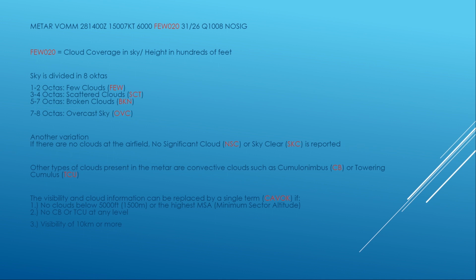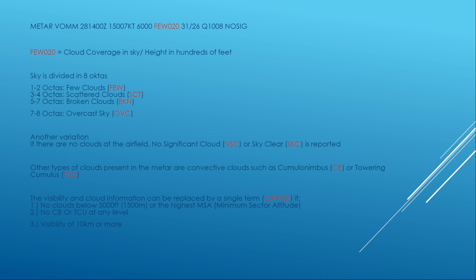There is another term which you will frequently encounter, and that is CAVOK, which basically means ceiling and visibility is okay. Now a CAVOK is issued when basically 3 conditions are met. So those conditions are that there should be no clouds below 5000 feet or 1500 meters, or the highest MSA, which is minimum sector altitude.